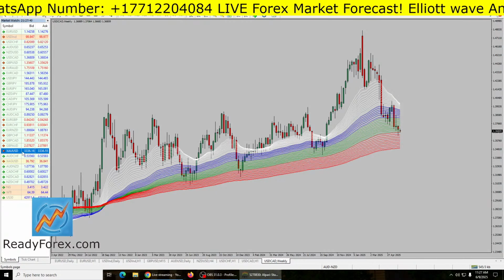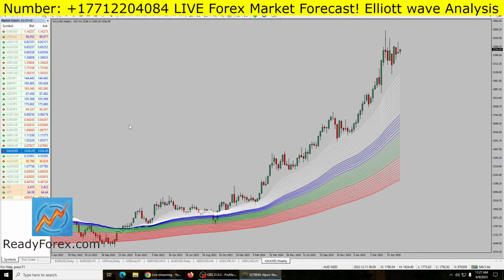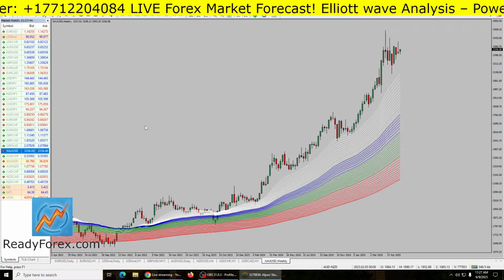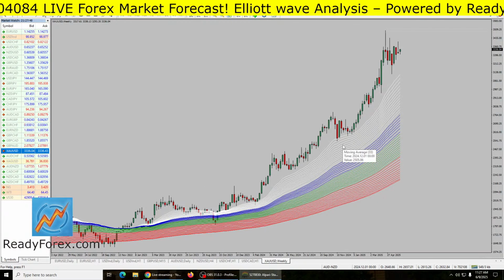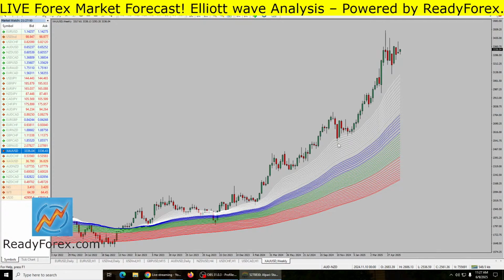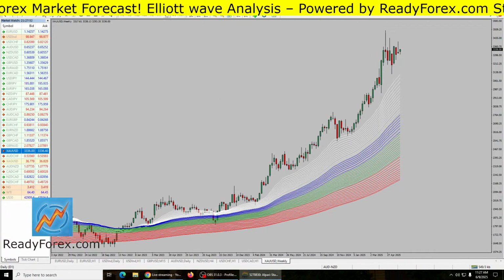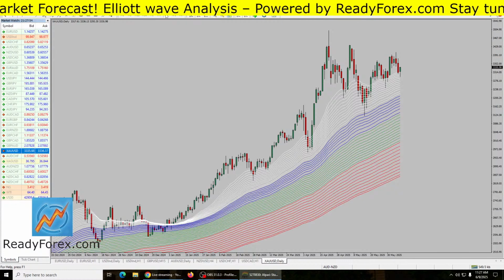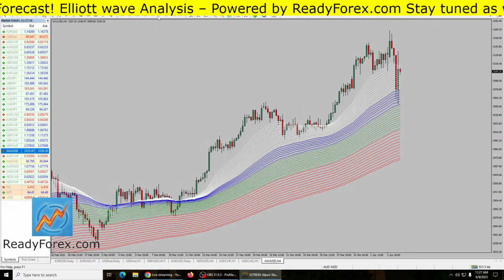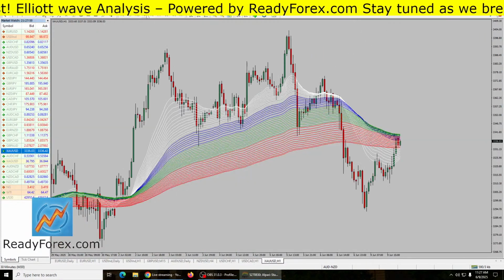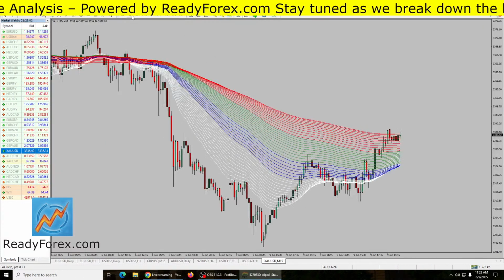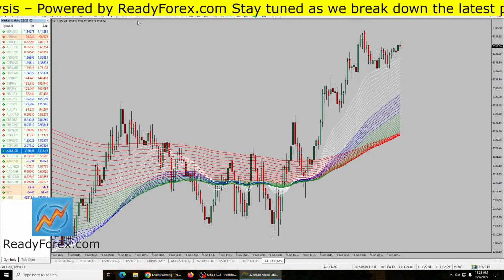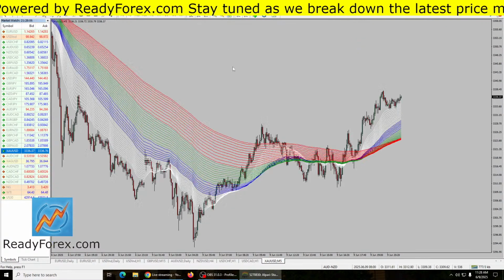Okay, let's check out the spot gold. Okay, so spot gold, the trend looks bullish. Let's take a look at the daily bullish scenario. The trend looks bullish in spot gold.